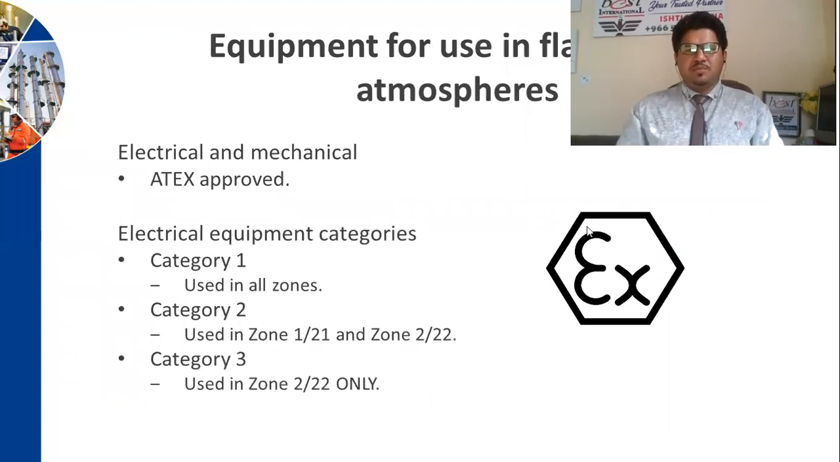Now, what is the solution then? Equipment for use in flammable atmospheres. We can go with electrical and mechanical equipment that is ATEX approved. Electrical equipment categories: category 1 is used in all zones, category 2 is used in zones 1 and 21, and zones 2 and 22, and category 3 is used in zone 2 or 22 only. So remember that one: equipment for use in flammable atmospheres.